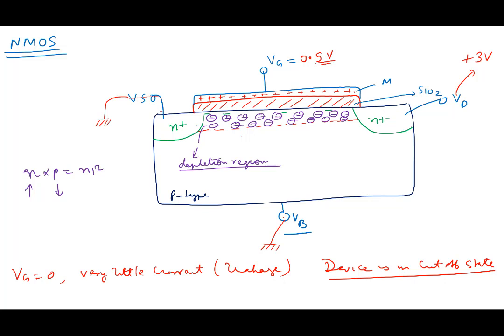Now note that there is an n plus if you start from here, and an n plus here, and you have created some electrons there. You've created a kind of a channel. Some electrons are there at the surface. You've created a channel, but a very weak channel, because very few electrons are there initially, as you have not applied enough voltage here.